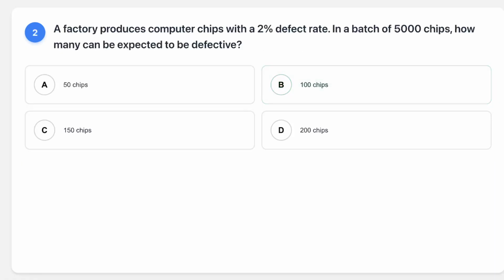Question. A factory produces computer chips with a 2% defect rate. In a batch of 5,000 chips, how many can be expected to be defective? Option A. 50 chips. Option B. 100 chips. Option C. 150 chips. Option D. 200 chips.